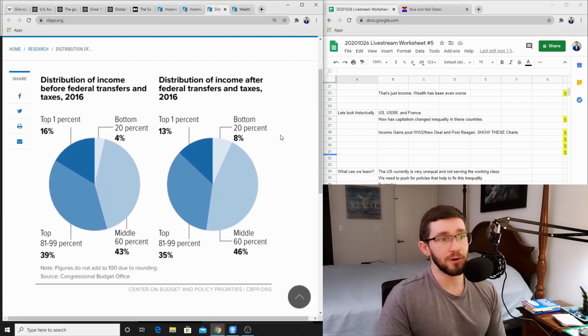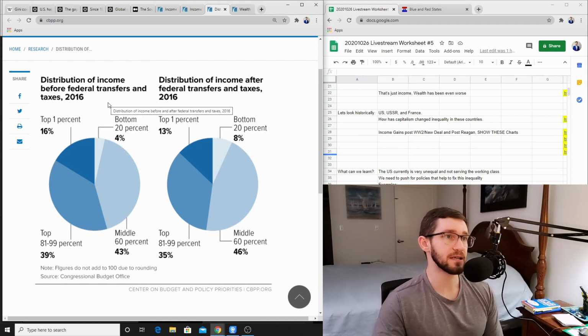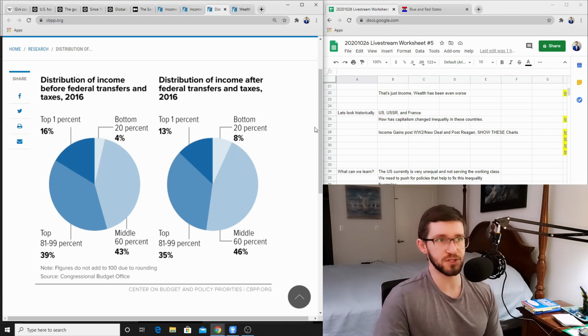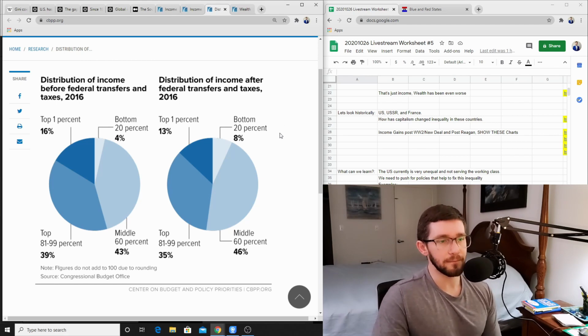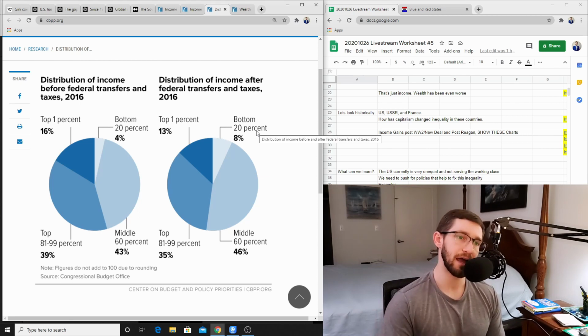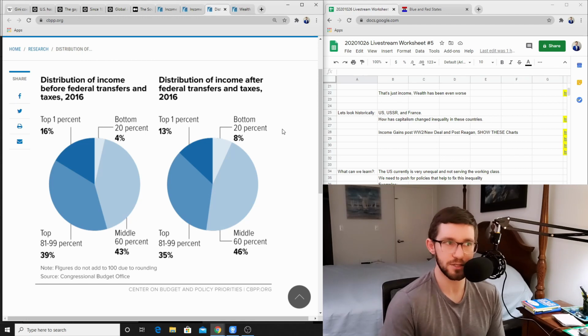Then if we want to look at, okay, well, what's the distribution of income, right? And we want to see, this is looking at before and after federal tax transfers. So we're going to look at after tax because that's what matters more. But let's say you hear people constantly talk about how the richest people pay the most taxes, right? So it's justified.